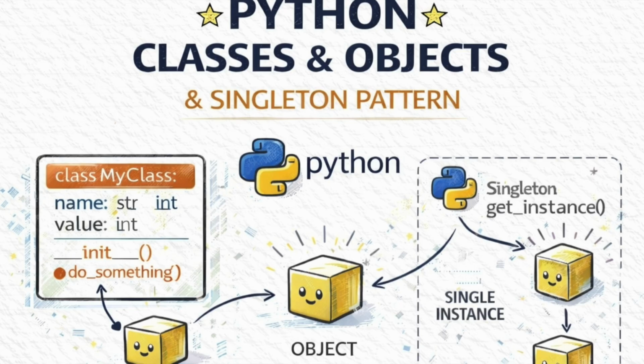Okay, let's unpack that, starting right at the beginning with the vocabulary. Because in OOP, you hear class and object thrown around all the time, sometimes like they're the same thing. But they're really not, are they? Oh, not at all. And that distinction is fundamental.